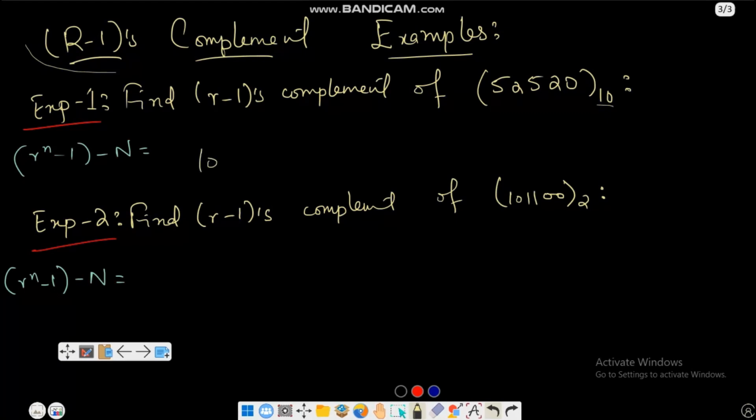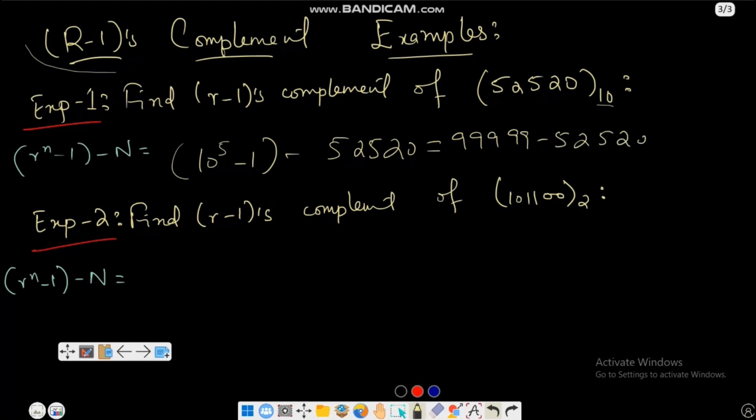R is going to be 10. N is going to be the same here. I have got 5 digits here. Minus 1. The parentheses are closed now, and minus 52520. So if I try to evaluate this one, 10 power 5 is going to be 1 lakh, and 1 lakh minus 1 is going to be 99,999. So if I subtract this number from this number, I'm going to get some number like this. So this is going to be the 9's complement, or r minus 1's complement of this number.